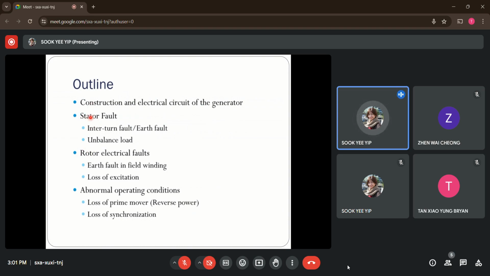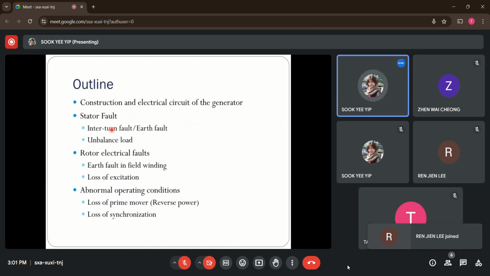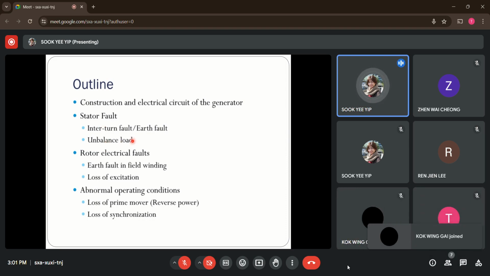We'll see different kinds of faults that can happen in the stators, such as the interturn fault. Interturn fault is due to the winding insulation failure within the same phase. We have short circuit conditions, as well as short circuit to ground occurring as earth fault situations. And then we will also see the unbalanced load condition, which will also cause abnormal operation of a generator.